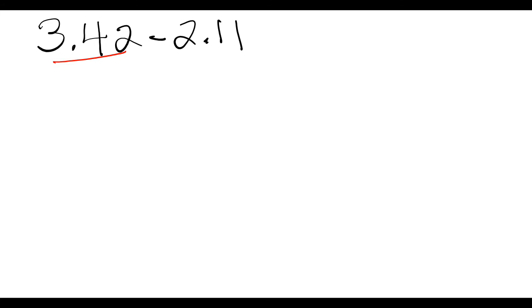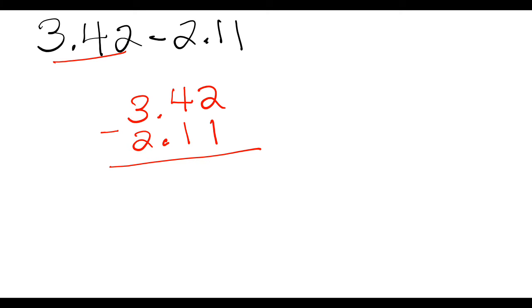I just wanted to show you a few examples of how to subtract decimals without using blocks. So in our first example, let's have 3.42 subtract 2.11. Okay, so to subtract this, the first thing we're going to do is we always put the first number on the top. So we have 3.42, and we're going to subtract our 2.11.